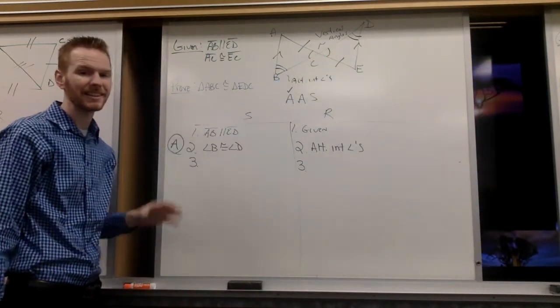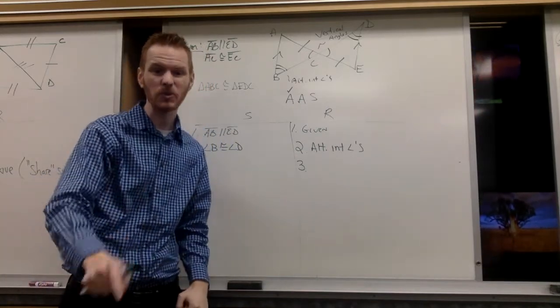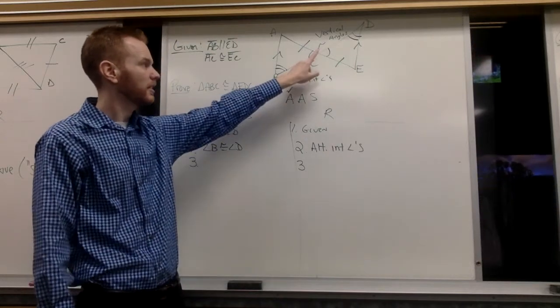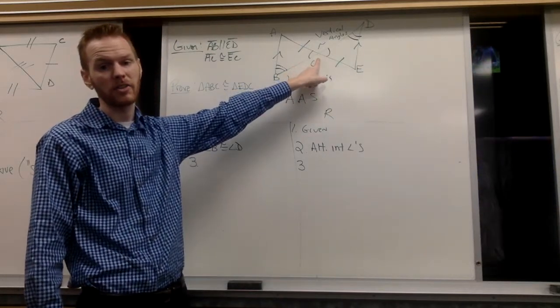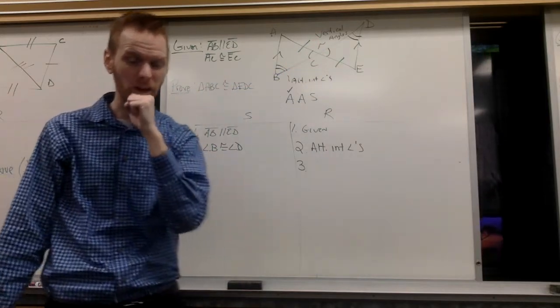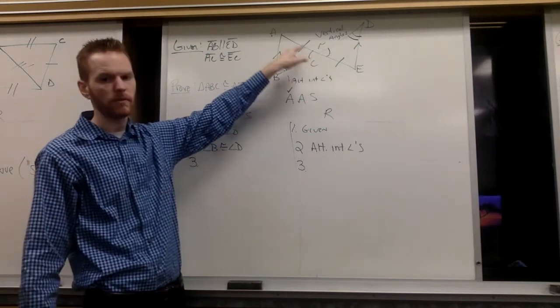Now, I can't say angle C is congruent to angle C. Okay? Technically, this outside of the triangle, that's angle C. So is this guy. There's actually 4 angle C's in the picture. I have to be more specific. So let's name this angle C from this triangle.